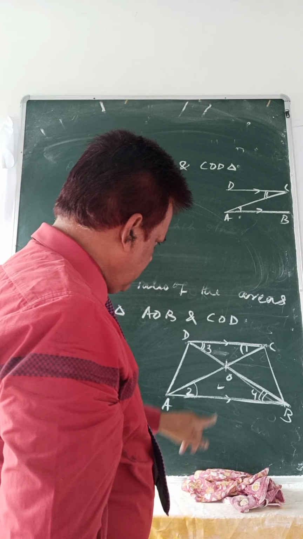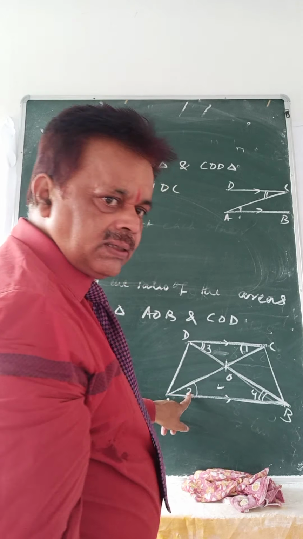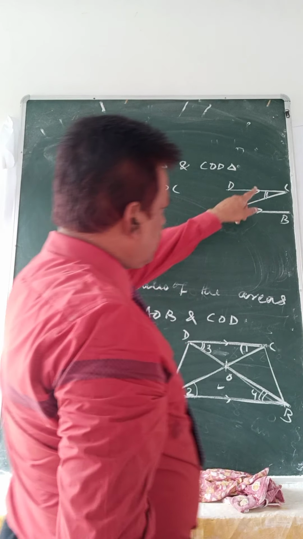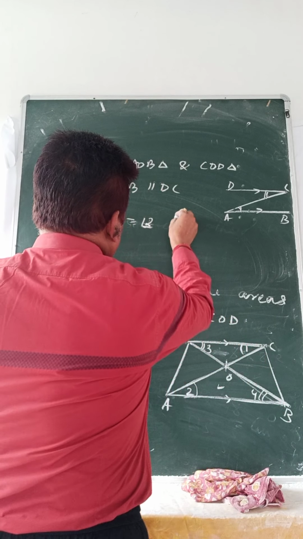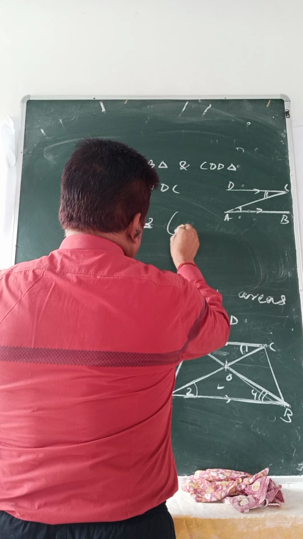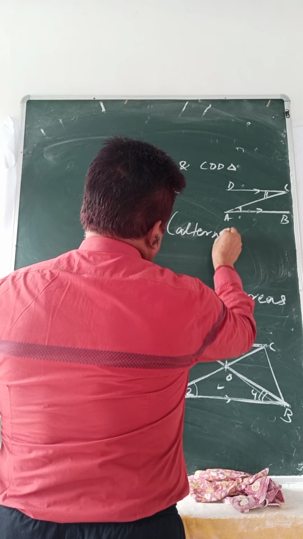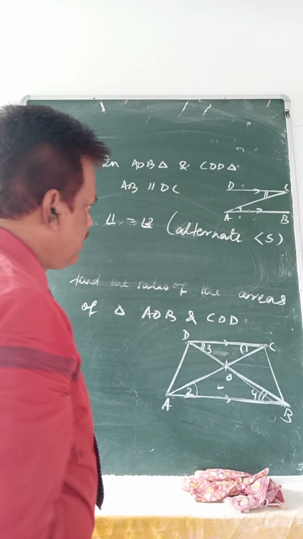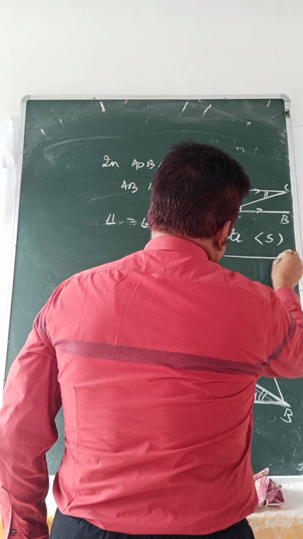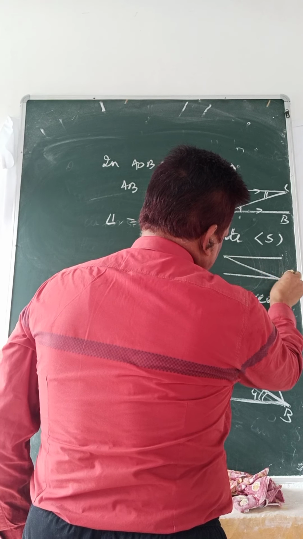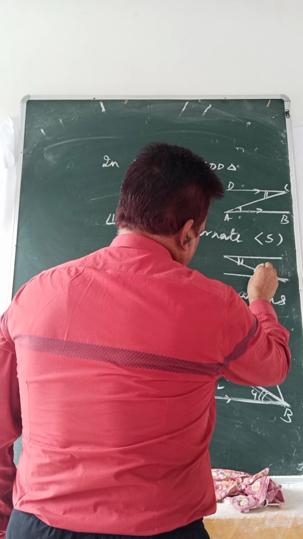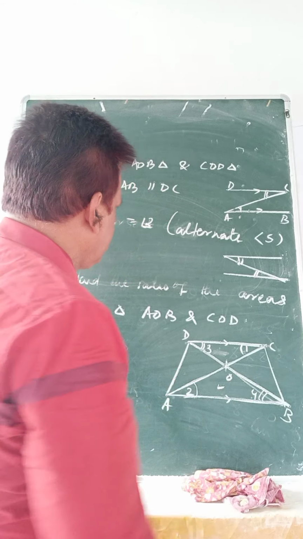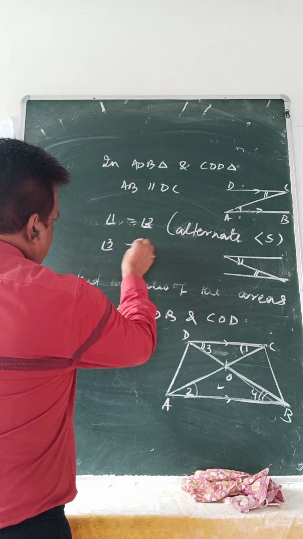So which angle? Angle 1 and angle 2 are equal. Angle 1 equals angle 2. When these two lines are parallel, you can write alternate angles. Similarly, you can check again: if two lines are parallel, cut by a transversal, this angle is also equal. So angle 3 equals angle 4.